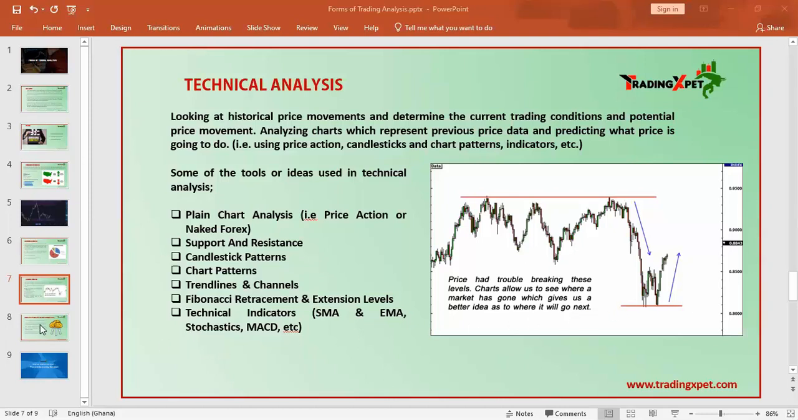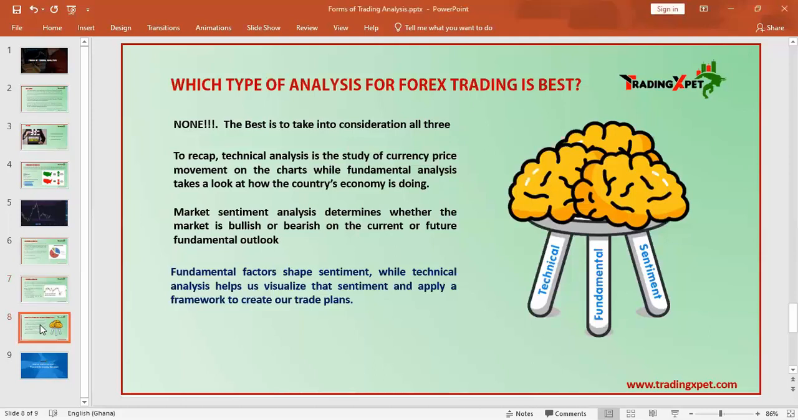Now, someone will ask, which type of analysis for forex trading is best? The straightforward answer is none. The best is to try to use all three. And most traders fail to use all three. I myself hardly check sentimental analysis. I'm mostly on technical. I spend the majority of my time on technical, and once in a while I check on fundamentals. Basically, I check the news to see those items that are going to affect the pairs I want to trade, and then I know what to do, either to trade them or to leave those ones out. So ideally, you have to use all three.